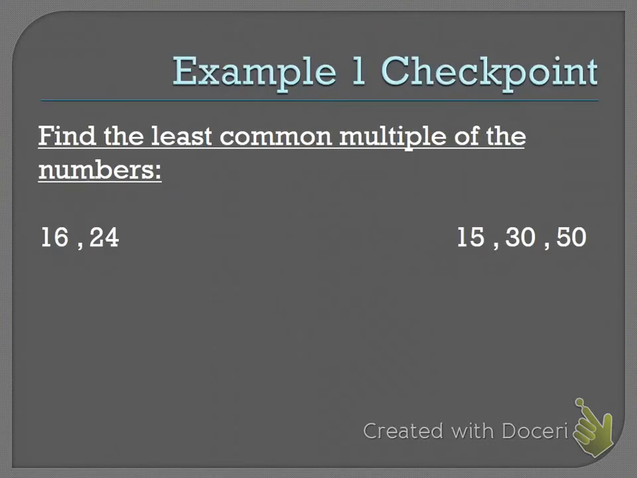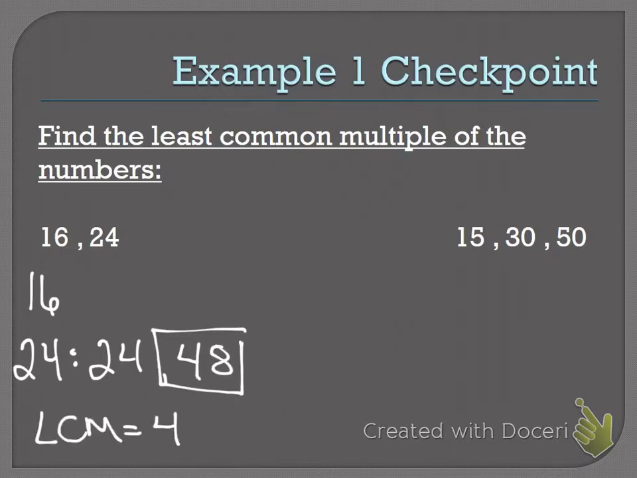So here's what this looks like. Let's look at the checkpoint. I want you to list your multiples, and on the second set of numbers, it's got to be in all three numbers. Find the least common multiple of these numbers. So I start off by listing my multiples of 16 and 24. I start with the larger of the two numbers, 24. Does 16 go into 24? No, so I go to my next multiple, 48. Does 16 go into 48? So 48 is my LCM.